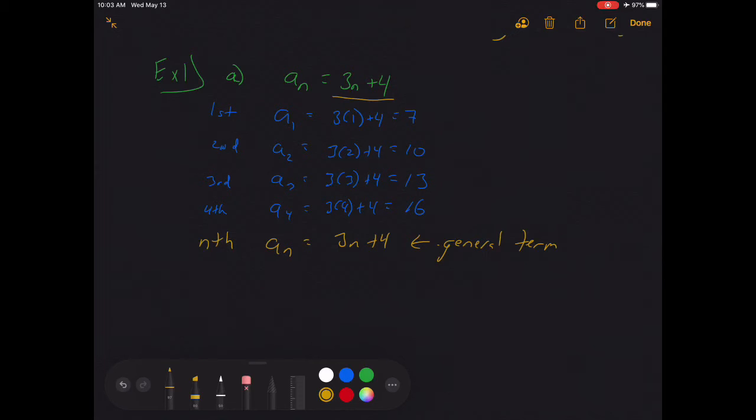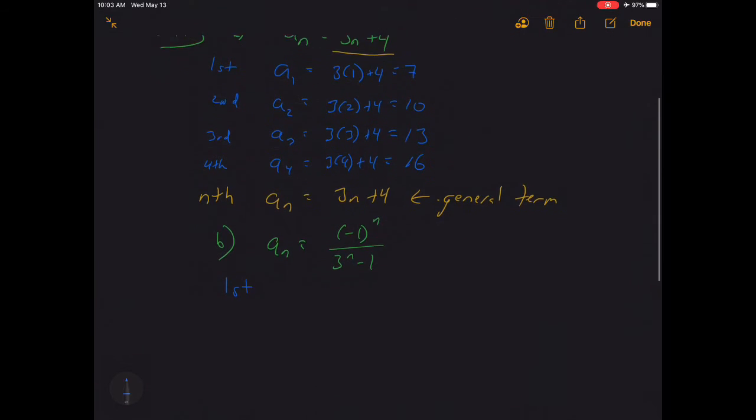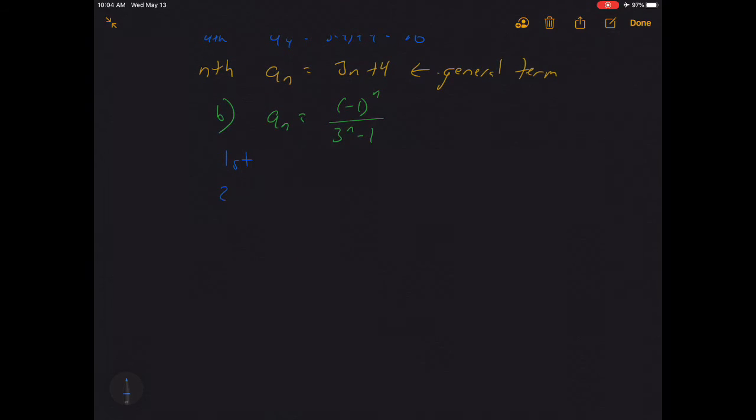So let's go with letter B. Now our a sub n, which tells us our general term, is going to be defined by negative 1 raised to the n power divided by 3 to the n minus 1. Let's do exactly what we just did there. Let's find the first term. We'll find the first 4 terms, as a matter of fact. So we'll find the first, second, third, fourth, and then we'll find the nth term, which is just the general term. And the good news is that's already given to us, so not really anything for us to find there.